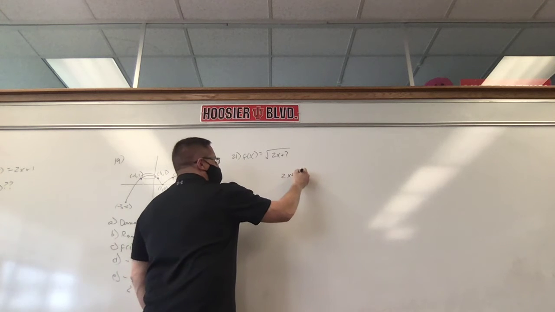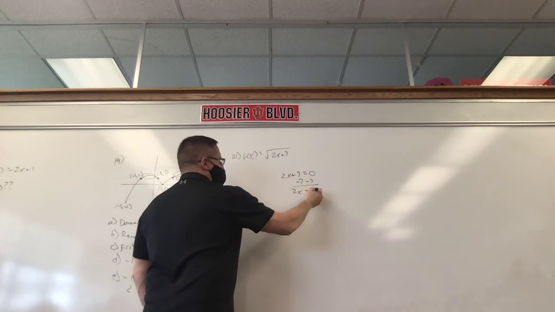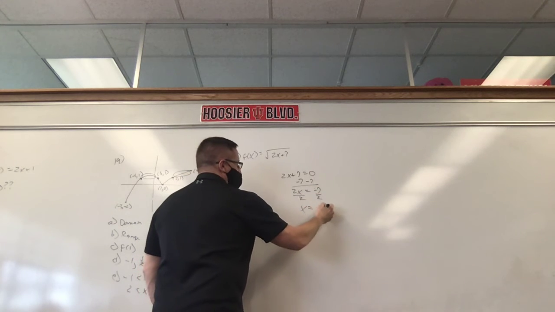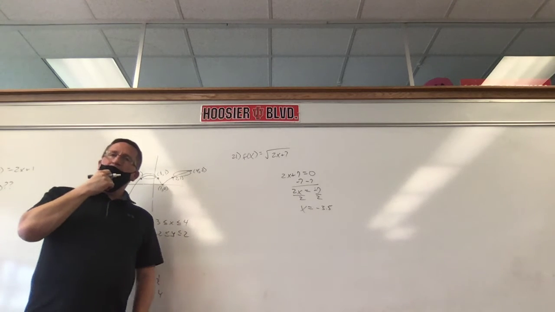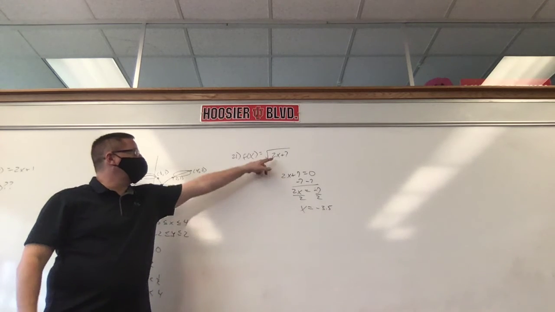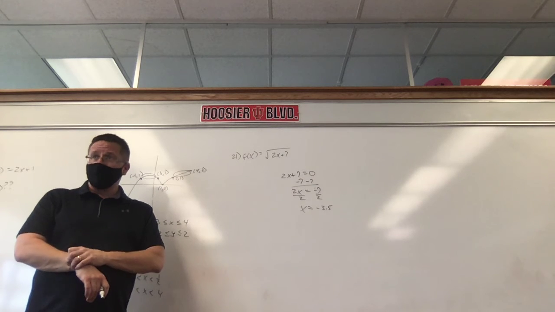So 2x plus 7 equals 0. Subtract 7. 2x is -7. Divide by 2. x is -3.5, or -7/2. It doesn't matter, okay? If I plug in -3.5, we're going to get 0. So is -3.5 okay? Yes, it is.